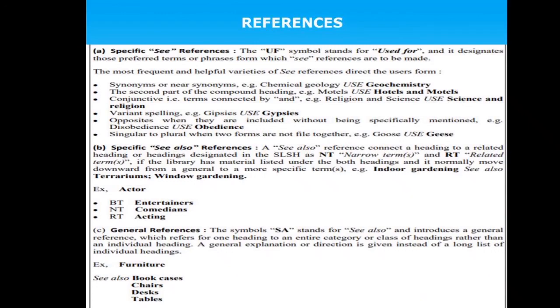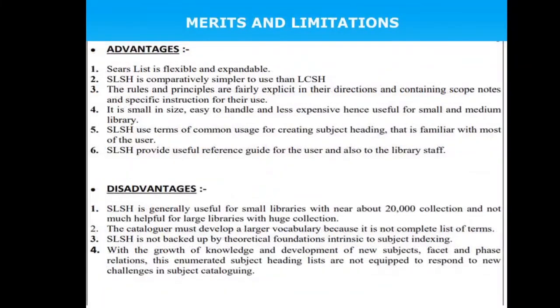Next is general references. The see also terms give guidance. It gives general references which refer from one heading to an entire category or other classes of headings, rather than an individual heading. So for furniture, the see also reference, kinds of furniture, refers to an entire category of furniture, whether it is bookcases, chairs, tables, or whatever the furniture is. So this is see also.